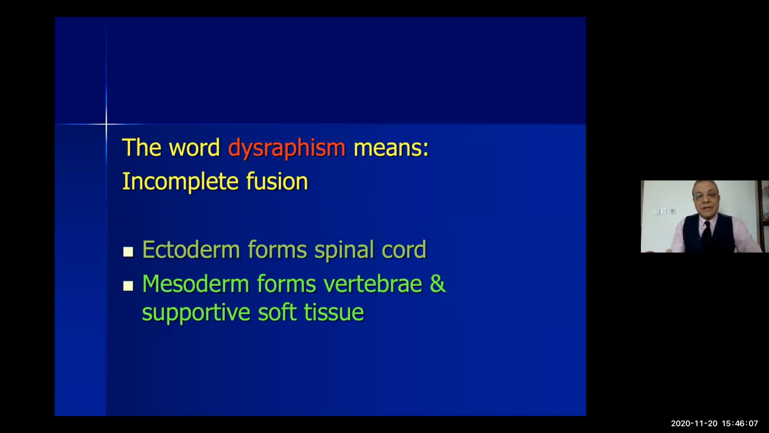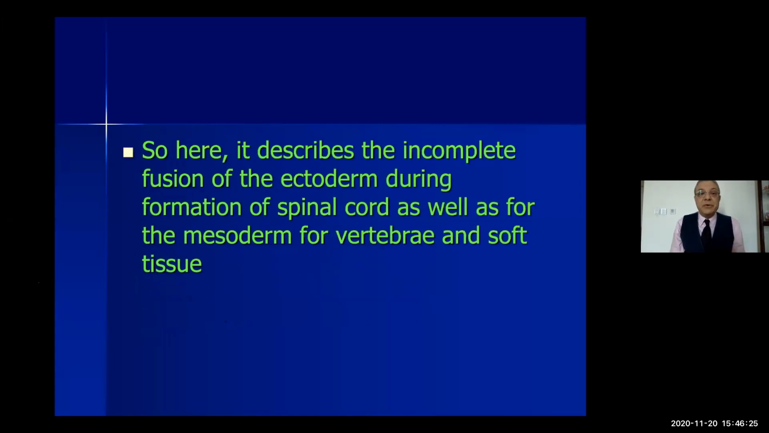And as we know, the ectoderm forms the skin, and it also forms the spinal cord. However, the mesoderm forms whatever surrounds the spinal cord, like the vertebrae, the paravertebral muscle, and the soft tissue, including the subcutaneous tissue. So here, it describes the incomplete fusion of the ectoderm during formation of the spinal cord, as well as formation of the mesoderm for the vertebrae and soft tissue around, as I just mentioned.